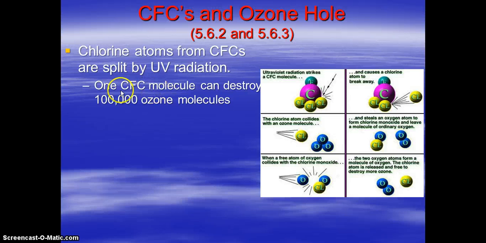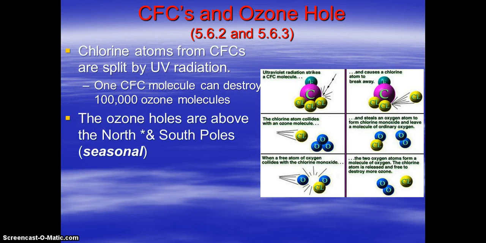One CFC molecule can destroy 100,000 ozone molecules. That's terrible. That's not good at all. And that'll create ozone holes, because the ozone will be depleting faster than it's replenishing in its natural cycle. And the holes tend to happen at the North and South Pole, and they tend to be seasonal.